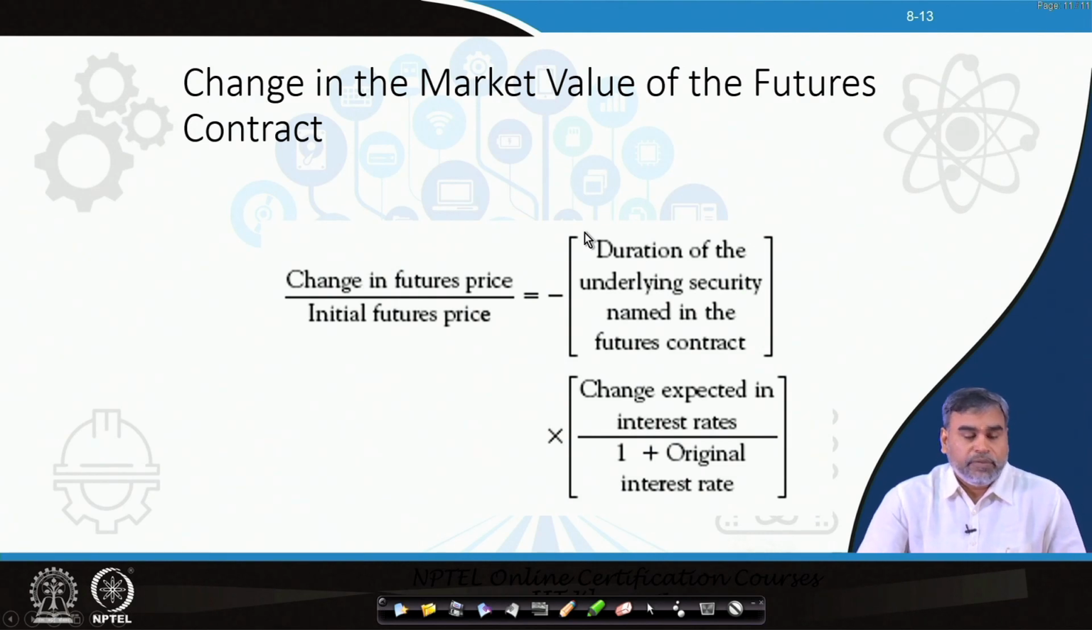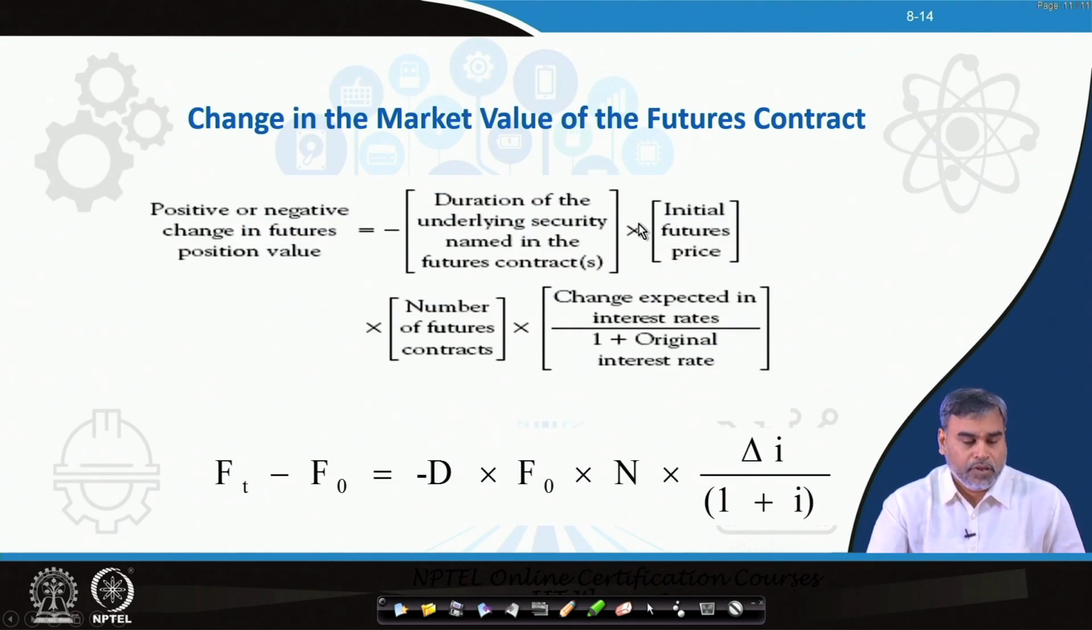Then, how can we calculate the change in the market value of the future contract? Remember this one: the change in the future price upon the initial future price. If you know the duration of the underlying asset and the future contract, and the change in the interest rate and the original interest rate, then you know how the market value of the future contract is going to change. That is nothing but minus the duration of the underlying security named in the future contract multiplied by the change expected in the interest rate, delta I, divided by 1 plus I. This will give you how the market value of the future contract is going to change whenever there is a change in the interest rates.